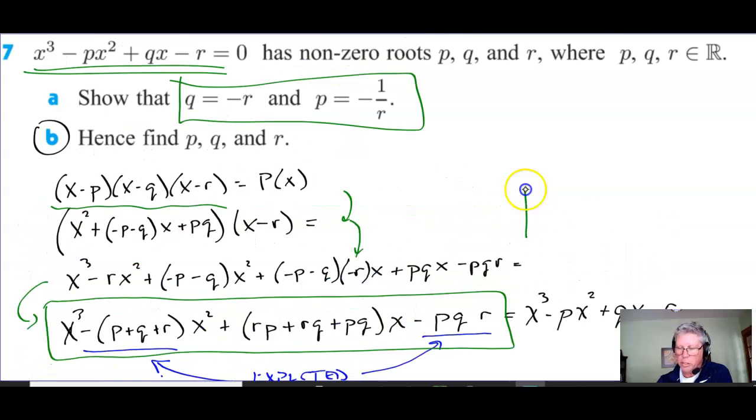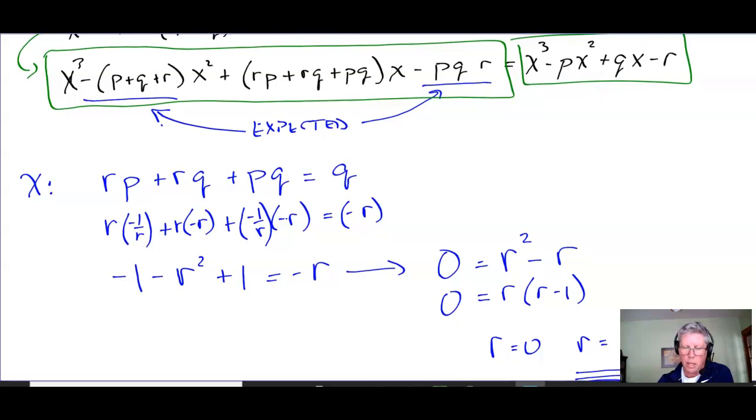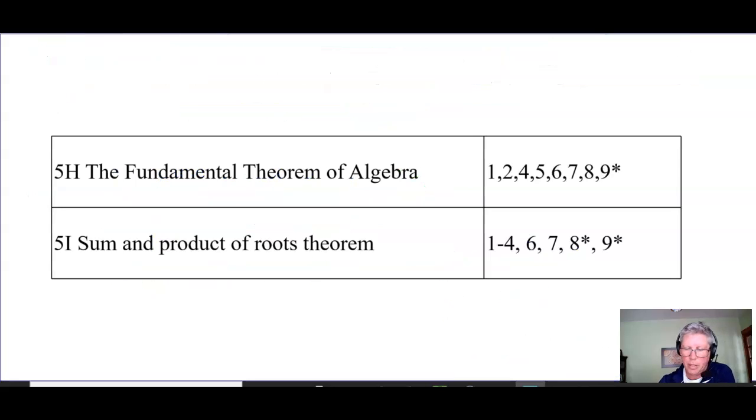So now it's all about comparing coefficients. It's all about comparing coefficients. If you compare the x, you're going to get this equal to q. We make the substitutions. We get a quadratic. We get it equal to 0. We find that r equals 1 and r equals 0. Earlier in the problem, they said it couldn't be 0. So we are done. There you go.